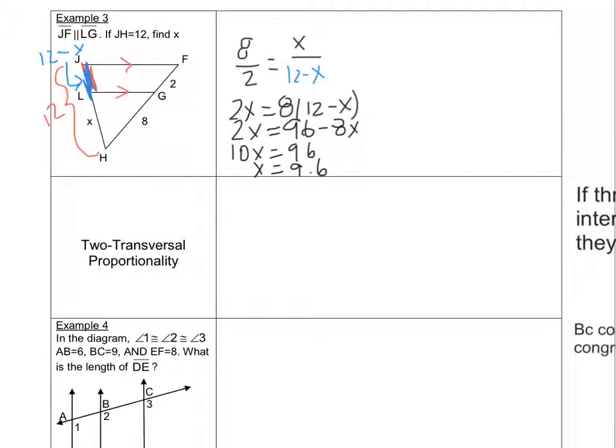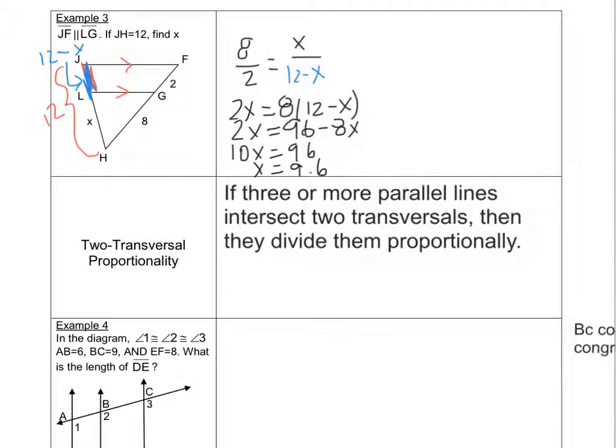Okay, now we're going to take a look at a new theorem. This is called the two transversal proportionality theorem. Sounds worse than it is, trust me. Here's what you're going to write down. The two transversal proportionality theorem is: if 3 or more parallel lines intersect two transversals, then they divide them proportionally.